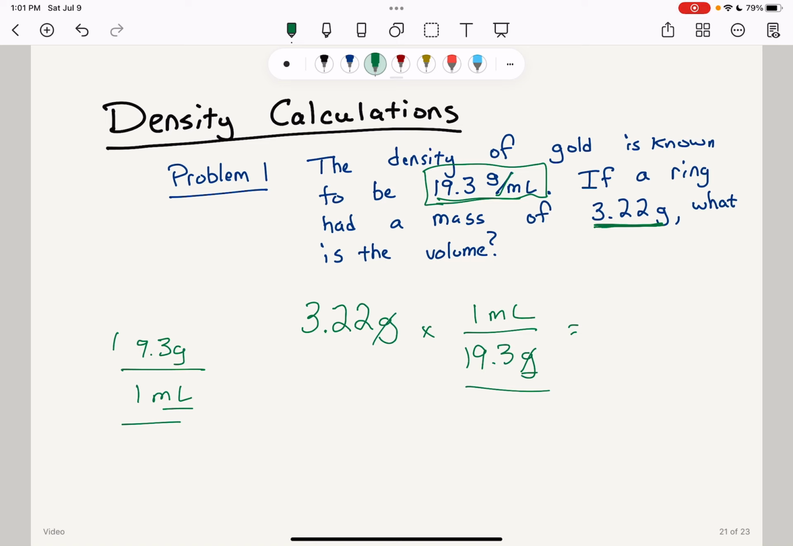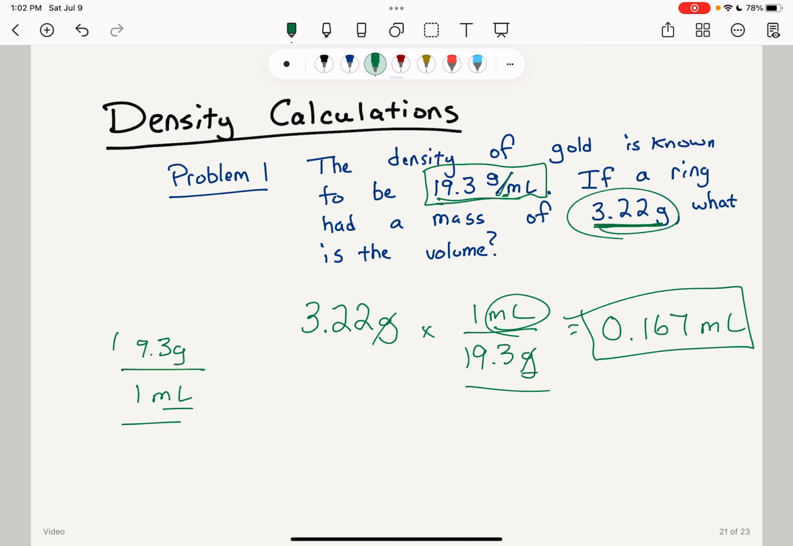And so therefore, I can multiply across now. You'll take 3.22 times 1, which is just 3.22, divided by 19.3, and you get a value of 0.167 milliliters. That's what's left on top, and that is correct. And that should make sense because if I have 1 milliliter of gold, I need to have 19.3 grams. And this is quite a bit less than 19.3 grams. So therefore, I should have much less than 1 milliliter.